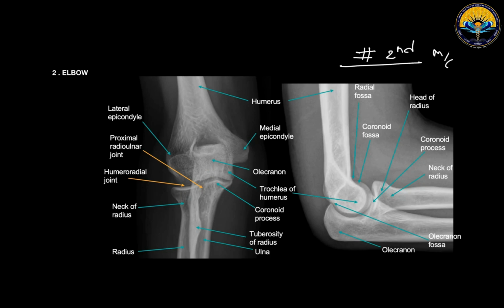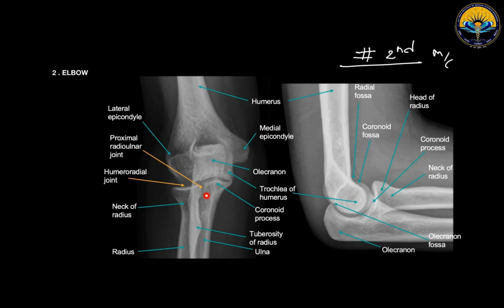So I just said this is the humerus. Here we have the medial epicondyle, while this one is the lateral epicondyle. Right, this is the olecranon. This is the trochlear head of the humerus. Here we can see the trochlear head of the humerus, and in the lateral view here we have the trochlear head of the humerus, while this is the coronoid process, this is the tuberosity of the radius, and this is the ulnar bone.